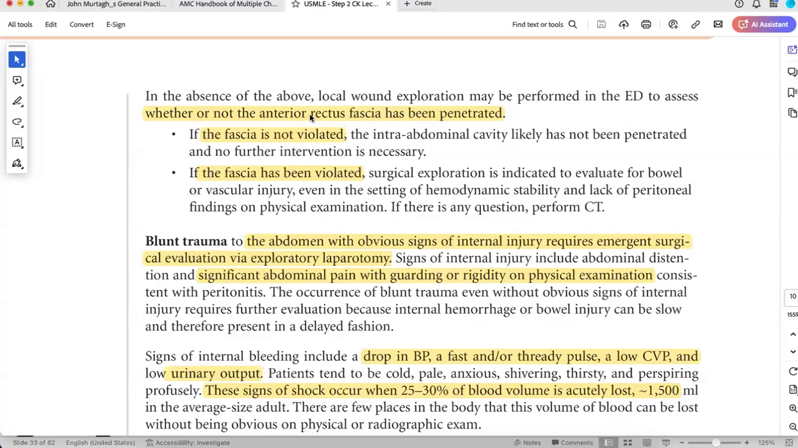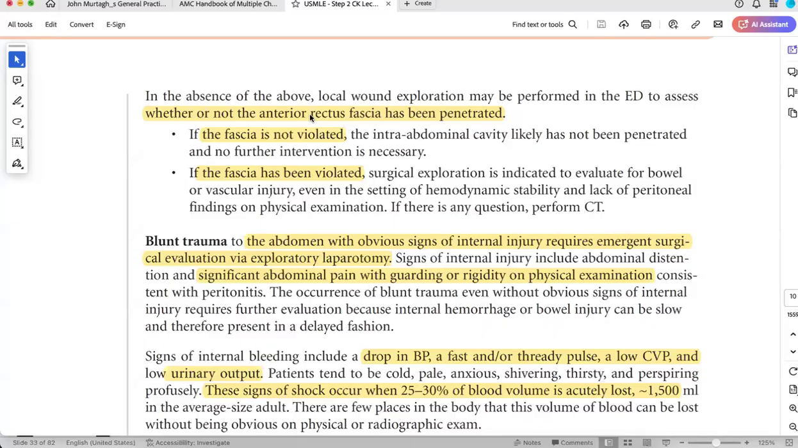And if you are in doubt, you can always do a CT scan of the abdomen in a stable patient. Okay, so if a patient has a gunshot wound below the nipple line, surgical exploration is a must. If a patient has a stab wound, you need to see if the viscera is out or the patient is vitally unstable. In that case, again, surgical exploration.